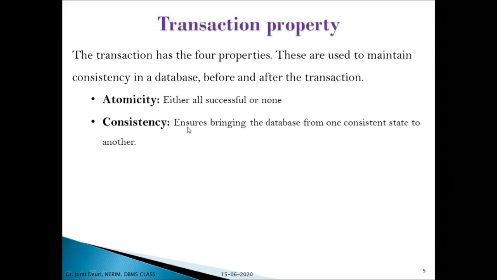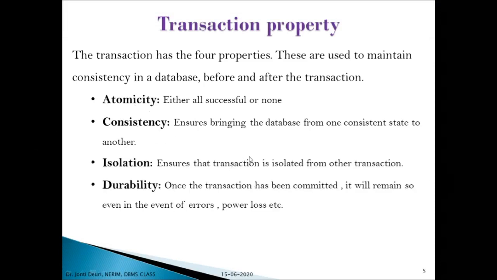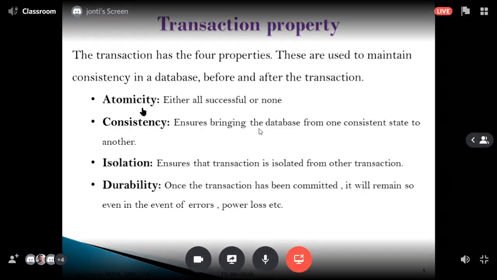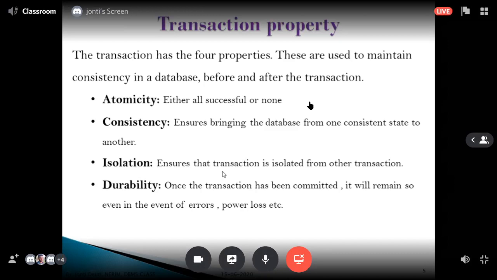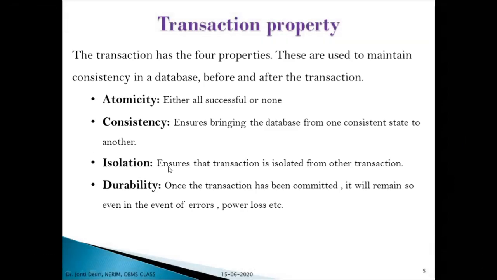That is atomicity. Then consistency, that means whatever values are there before the transaction and after the transaction, the total should be the same. There should not be any changes. Isolation means that at a time only one transaction can execute, right? At a time you cannot execute 2 transactions.